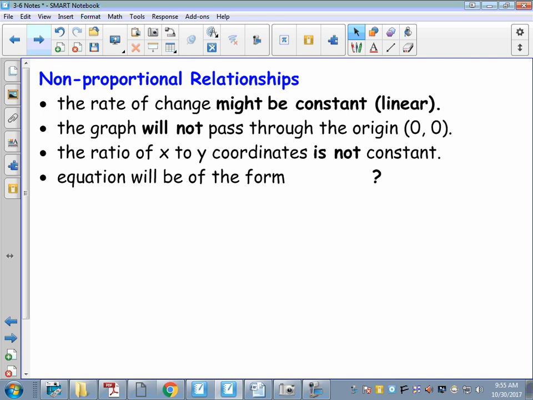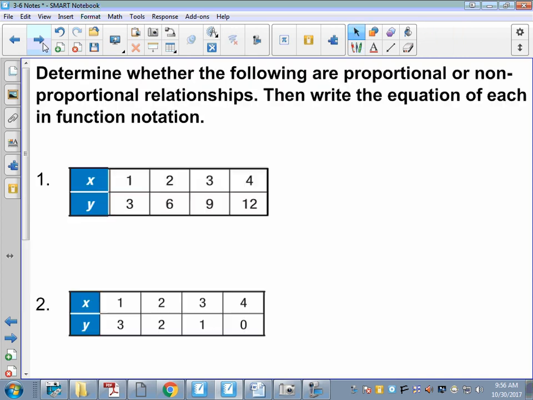So sometimes the rate of change will be constant, sometimes it won't. And then these are going to be the equations where you have a certain slope, and then you're going to add or subtract a certain amount. So these types of non-proportional equations will have a number here that we have to add or subtract to make it work. So let's go through some scenarios and determine whether they're proportional or non-proportional, and then we've got to come up with an equation.